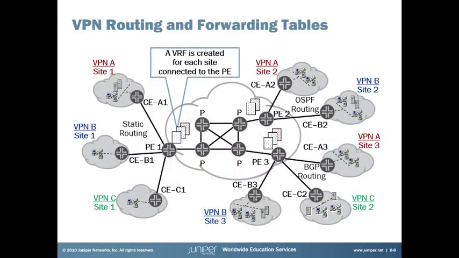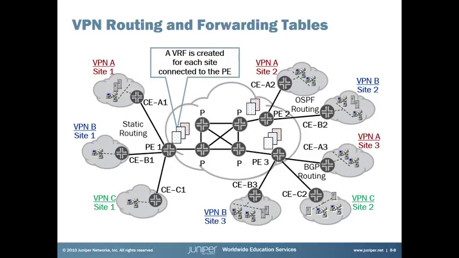Okay, so we have these special tables which are called VPN routing and forwarding tables, or VRFs, as we call them. These routing and forwarding tables are a routing instance, but a special purpose routing instance, and their job is to maintain the customer site routes.